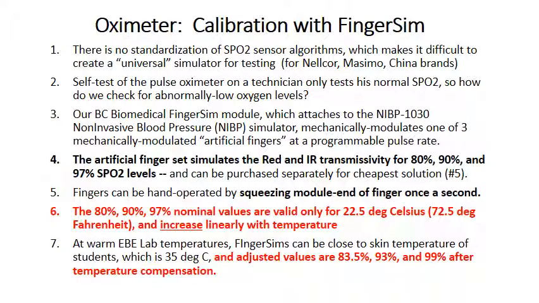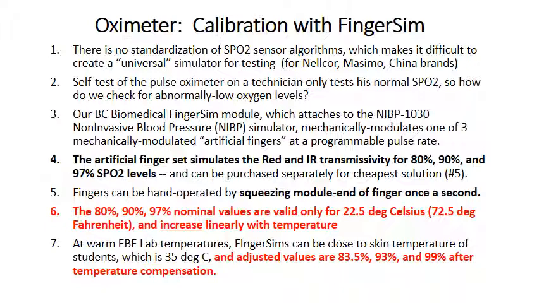Traditionally, technicians have just tested pulse oximeters on themselves and compared the readings. And the problem with that is it does not test the hypoxic levels of pulse oximeter response, which is really what you want to be able to verify. And so the FingerSim allows testing below 90% saturation, which is really where you need to test. You need to test the accuracy from 80% to 100%. That is where it's most critical for clinical use.